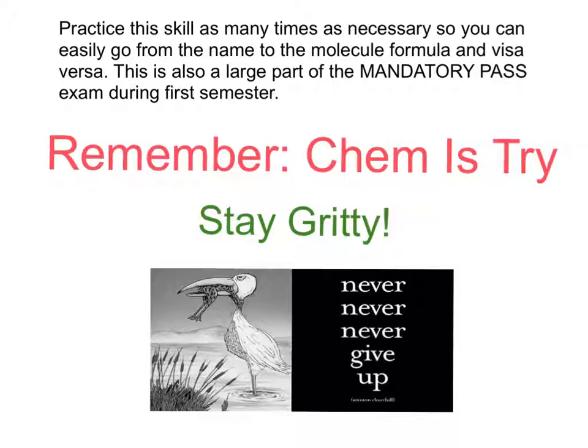So in covalent bonding, all you need to remember is that we have to list the number of the element that's there. We use the Greek numbering system: mono, di, tri, tetra, penta, hexa, hepta, octa, nona, deca. Go back and review those as many times as you can so you can get those down into memorization, because it is a big part of the mandatory pass exam.